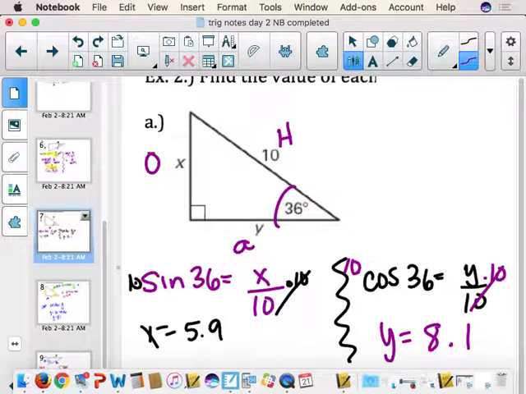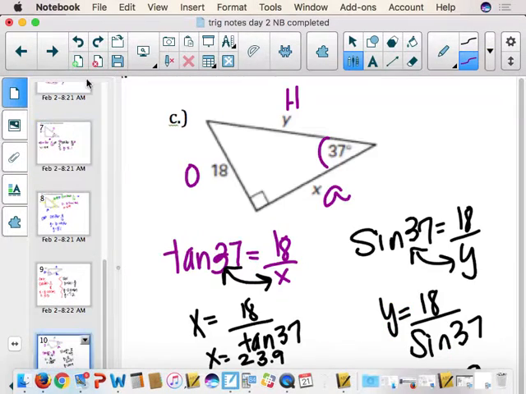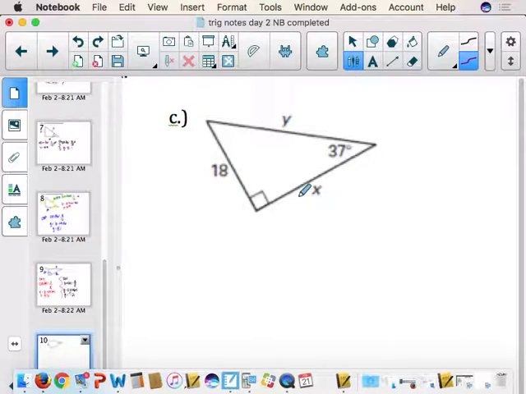What questions do you have before we do C? All right, let's go ahead and look at C. So we have x and y that we want to solve for. We have this 37-degree angle. We're going to label our hypotenuse, and our opposite and our adjacent. So from 37, you have opposite and hypotenuse. We could use what trig function to find y?